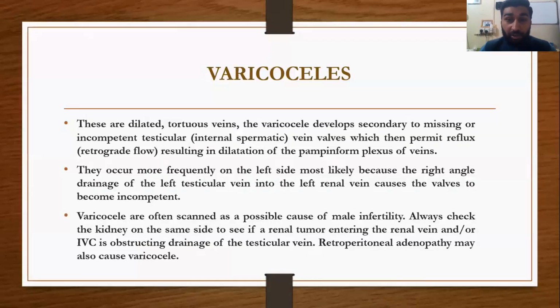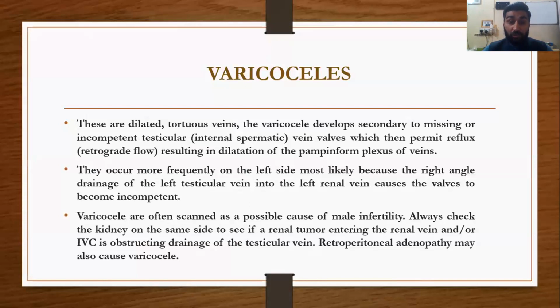Well, here comes the varicoceles. They're very common and very important. These are dilated tortuous veins. The varicocele develops secondary to missing or incompetent valves of the testicular, which is the internal spermatic vein, which then permit reflux, that is retrograde flow, resulting in dilatation of the pampiniform plexus of the veins.